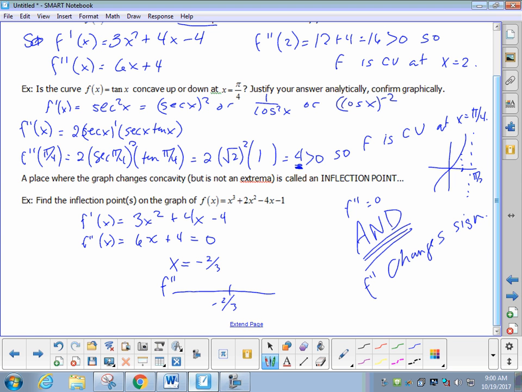Give me a number below negative 2/3. Any number. Negative 1, all right, whatever. Negative 6 plus 4 is negative. Give me a number above negative 2/3. 0. 0 plus 4 is positive.